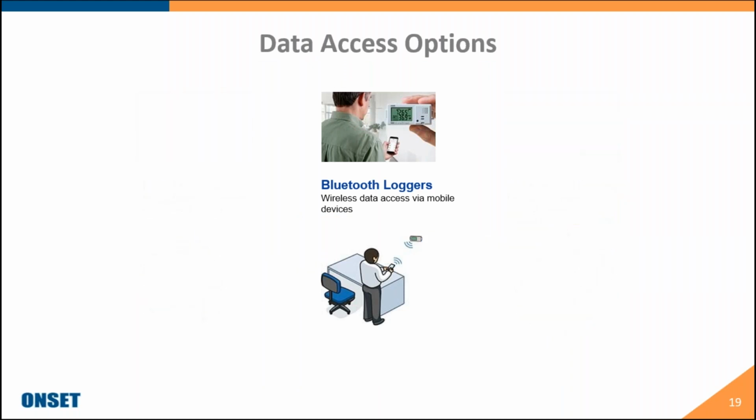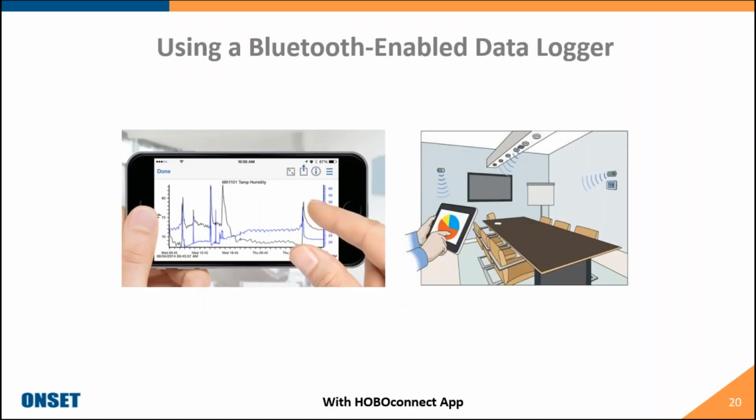So the next option we will go over is our Bluetooth data loggers. With our Bluetooth data loggers, you just simply download our free Hobo Connect app, which is available in the Google Play or iTunes App Store. And as long as you get within 100 feet line of sight range, you'll be able to connect to the data logger to do your configuration and data offload process.